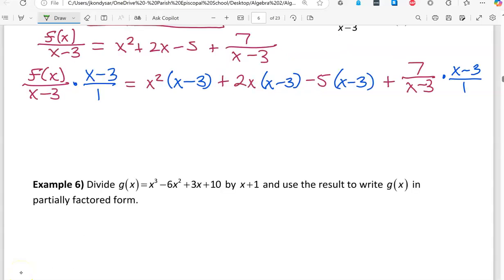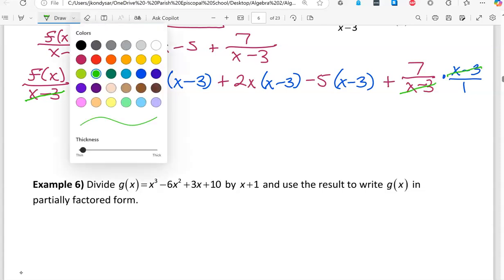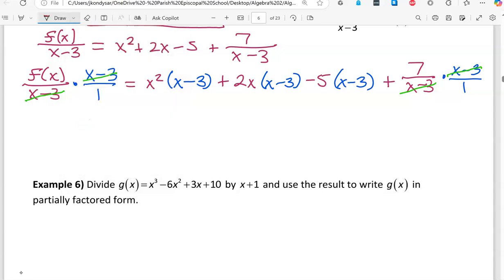I've distributed that multiplication to each term in this equation, and now we're going to do some canceling or reducing. So x minus 3 times 1 over x minus 3 is 1, so those are going to divide out or result in 1. Each division results in 1 for those. And now we can simplify and get what's left on each side of the equation. So on the left side of the equation, f of x.